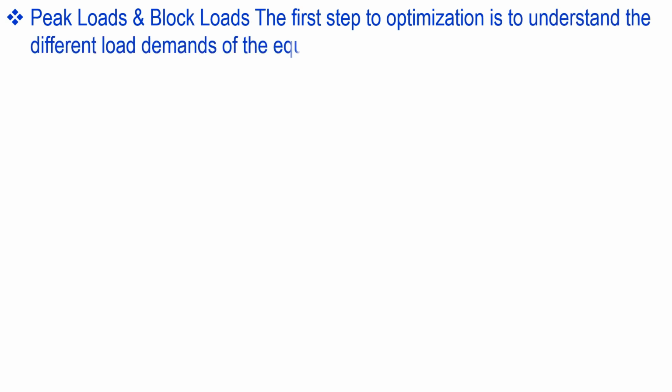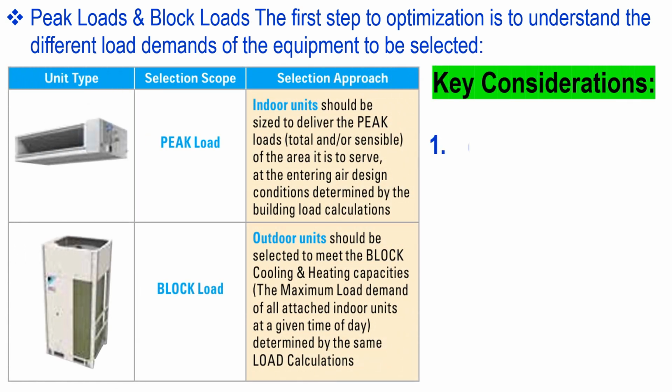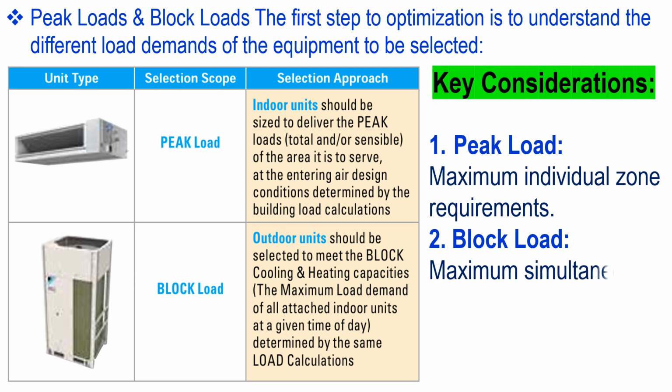Peak loads and block loads: the first step to optimization is to understand the different load demands of the equipment to be selected. So, these are the key considerations. Peak load is the maximum individual zone requirement. Block load is the maximum simultaneous load demand on the system.